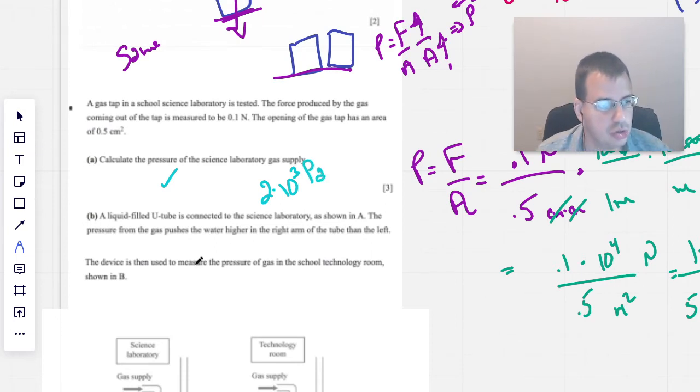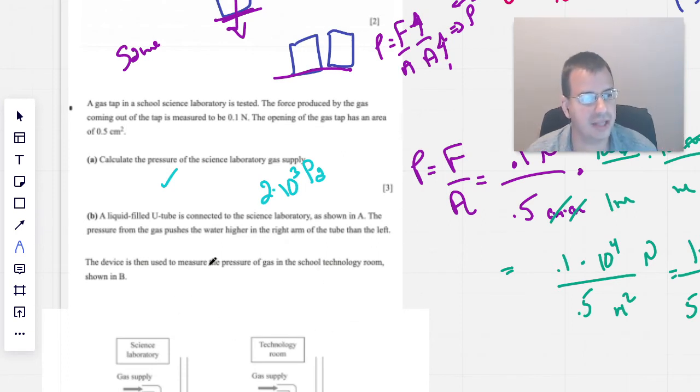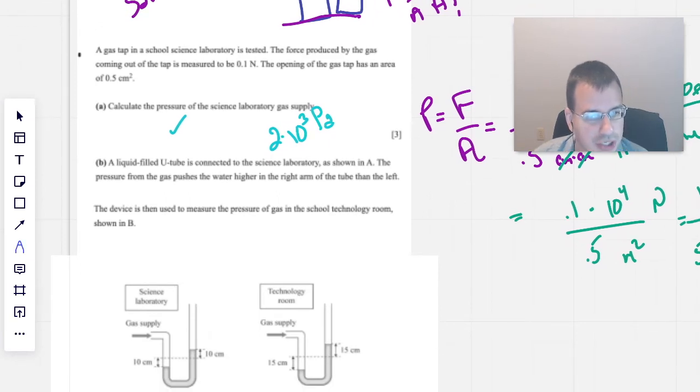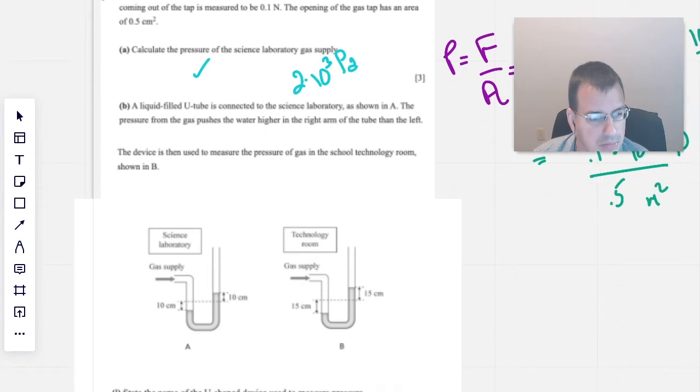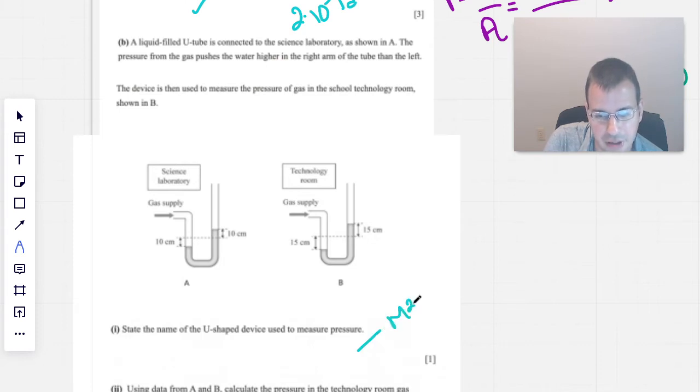The liquid-filled U-tube is connected to the science laboratory as shown in figure A. Pressure from the gas pushes the water higher in the right arm of the tube than the left. The device is then used to measure the pressure of the gas in a school technology room. Okay, state the name of the U-shaped device used to measure. This is referred to as a manometer. Manometer. I'm pretty sure it's manometer.